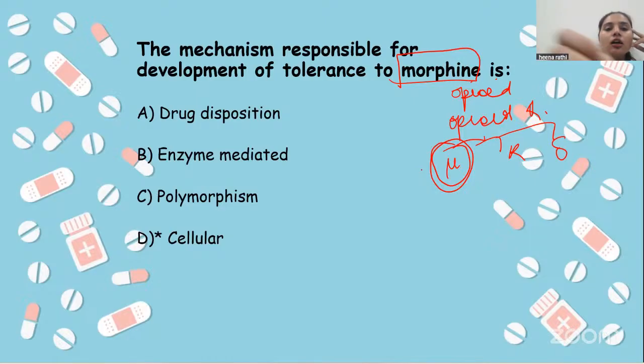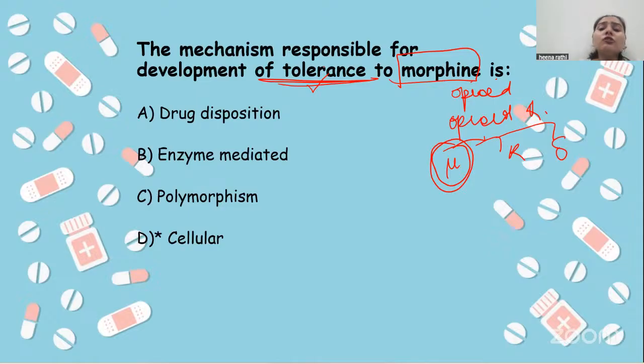Now, the question is about the development of tolerance. How will tolerance develop? When the receptor becomes desensitized, then tolerance can be seen. What does tolerance mean? Tolerance means that a dose which was previously effective for producing the effect, because of changes in the body, because of changes in the structure, is now not effective for producing the effect.